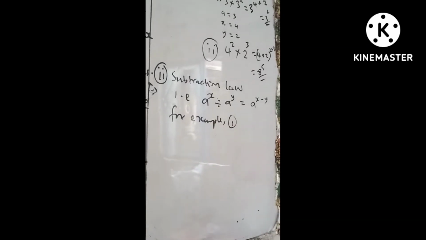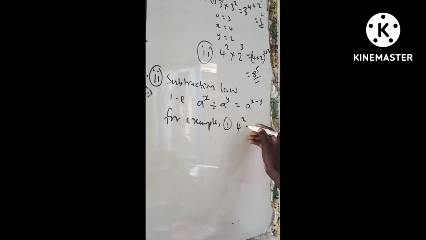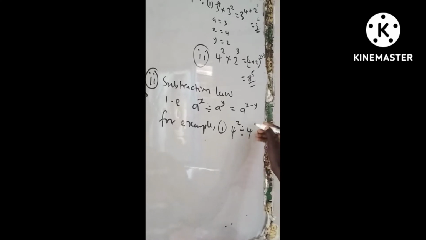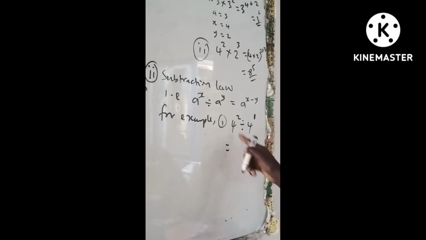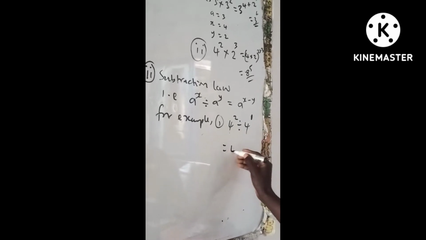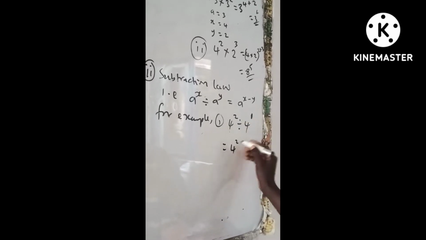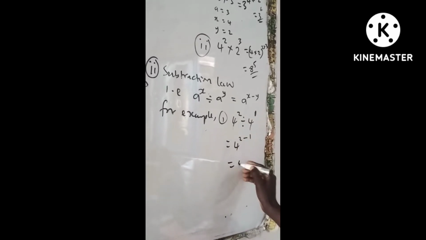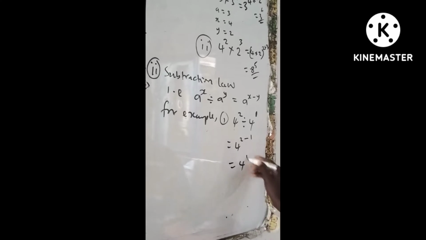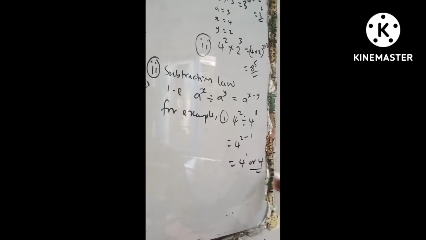For example, 1. When you have 4 to the power of 2 divided by 4 to the power of 1. Since the bases are the same, you have 4 to the power of x, which is 2, minus the power of y, which is 1. So you have 4 to the power of 2 minus 1, which is what? 1, or 4. It's the same thing.